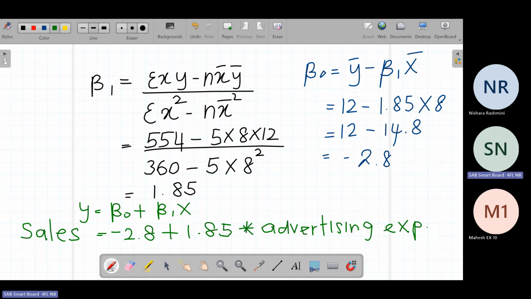Then you need to interpret these two values, okay? How do you interpret the beta 1 value of 1.85? It means when the advertising expenditure is increased by 1 rupee, sales revenue is increased by 1.85 rupees. These are currency values. When the advertising expenditure is increased by 1 rupee, sales revenue is increased by 1.85.